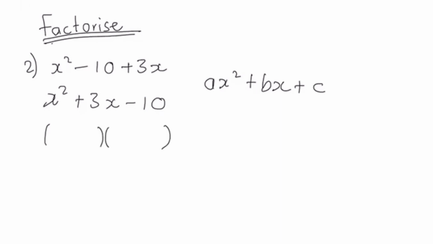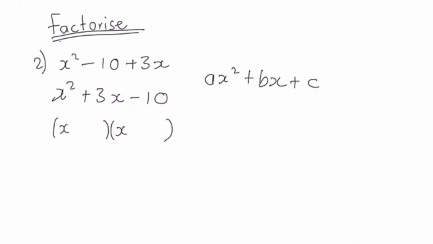We just proceed to write our two brackets, and now you put your x and your x. Now we are looking for the factors of 10 that, when you subtract them, you get a 3. List all the factors of 10 down. That will be 10 times 1, which gives you 10, and 5 times 2, which will also give you 10. Those are all the factors of 10.